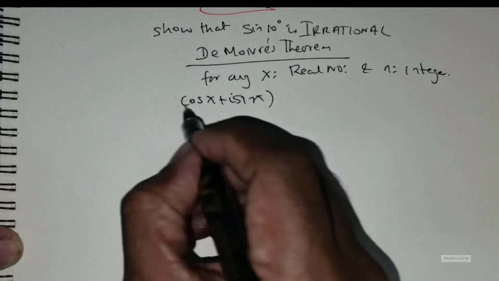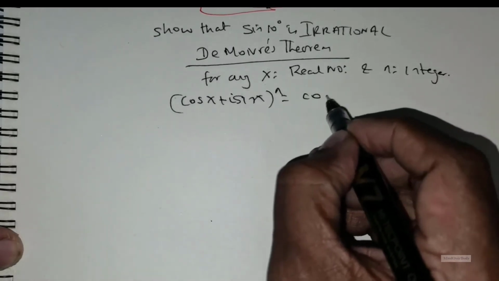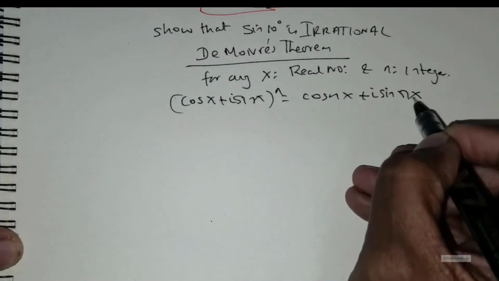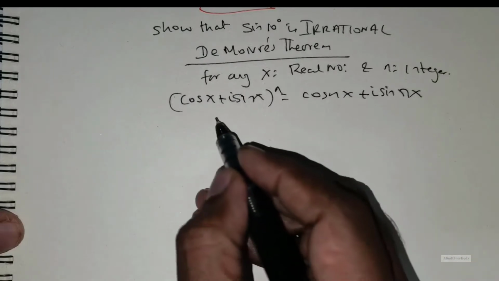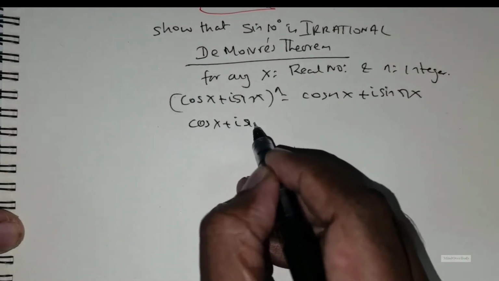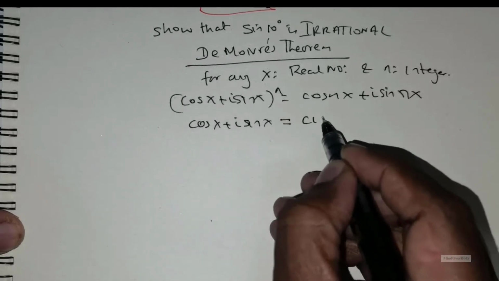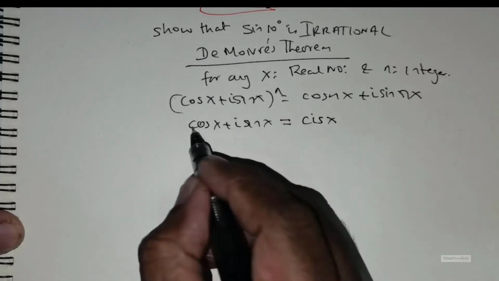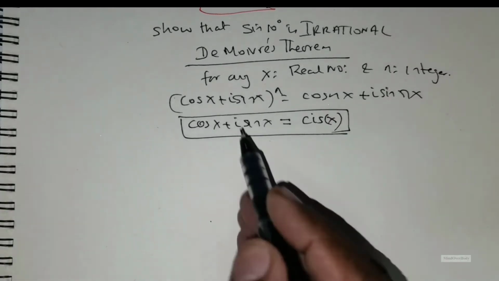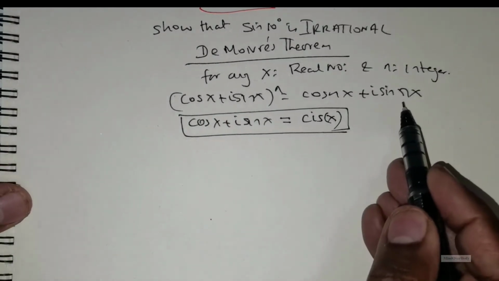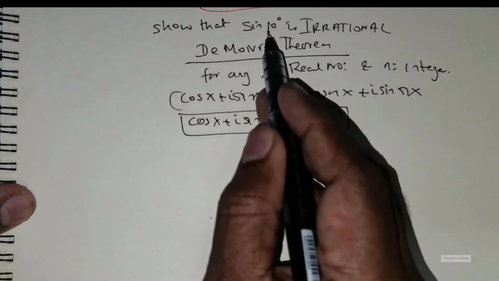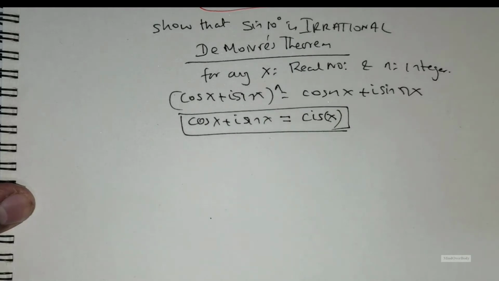to be equal to cos nx + i sin nx. Now you have to know that cos x + i sin x has an abbreviation as cis x, so sometimes they may also use it like this. Now using De Moivre's theorem, I would be showing sine 10 degrees to be irrational.